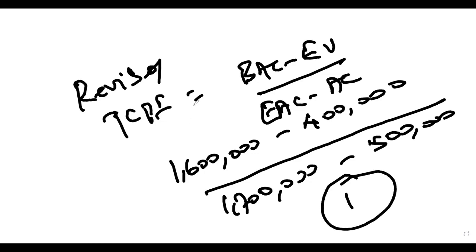So from the examination point of view, if they ask you the original TCPI, it will have BAC as a denominator. If they ask you the revised TCPI, this BAC is not viable. You need to bring EAC, right?